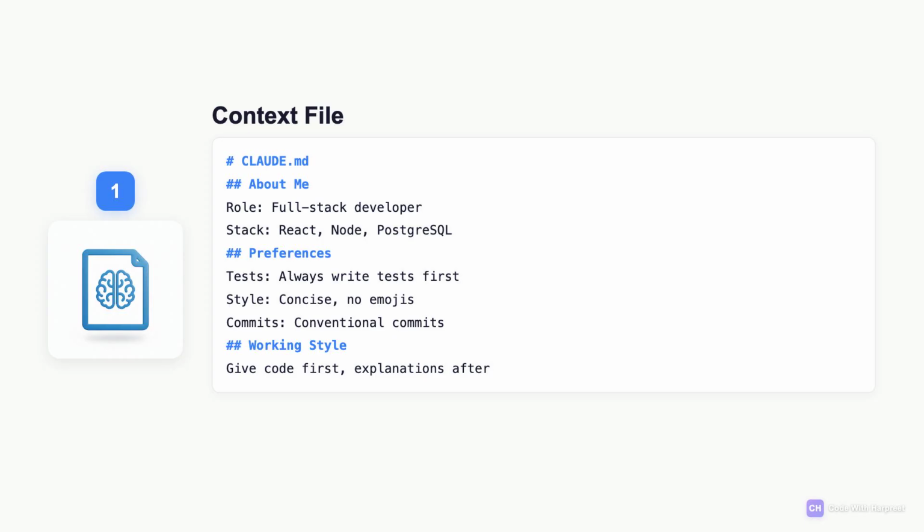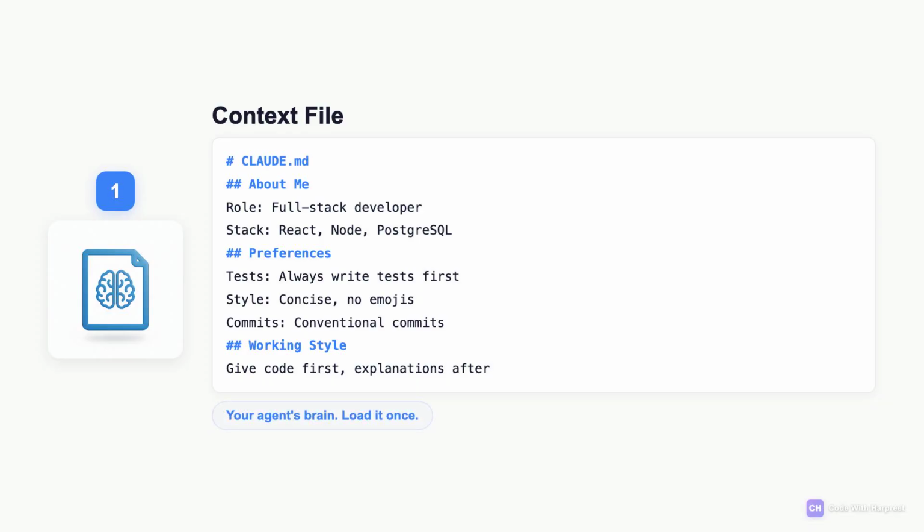Start with a section called About Me, your role, your company, what you build. Then add your tech stack: React, Node, PostgreSQL, whatever you use. Then preferences. Do you want tests first? Do you prefer TypeScript over JavaScript, conventional commits? Add it all.